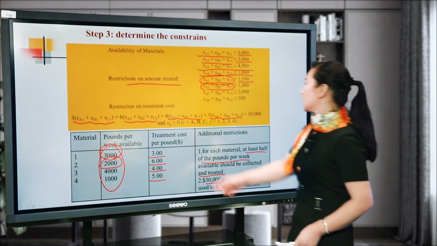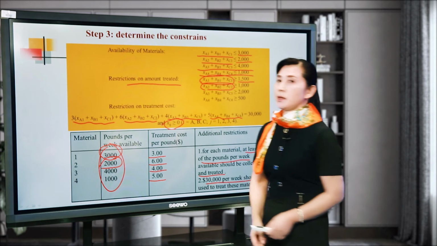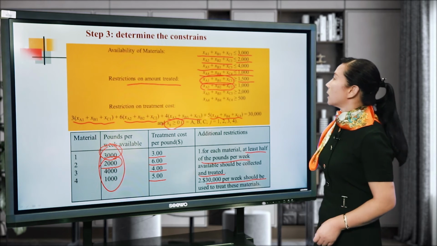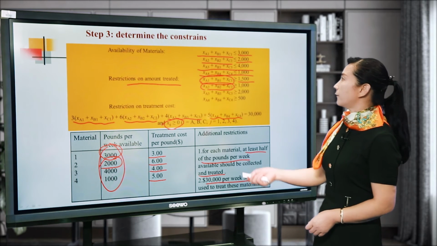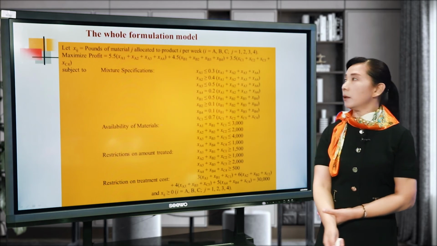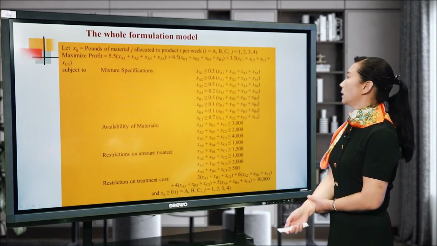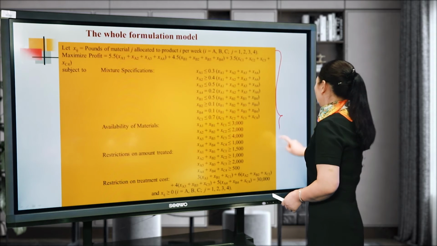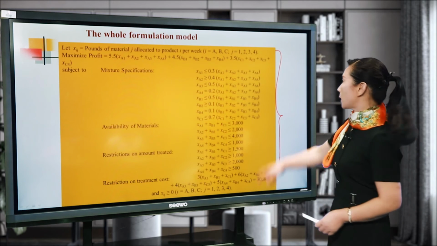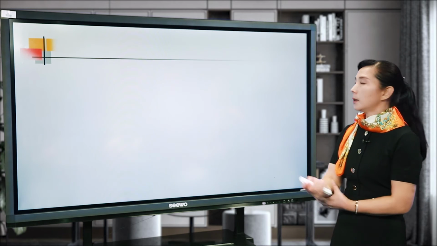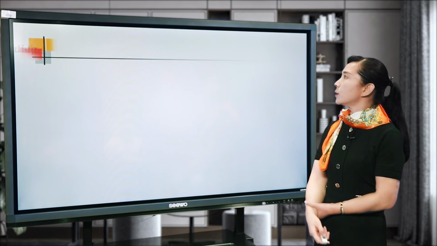And lastly is the non-negative constraint: Xij is greater than or equal to 0. So this is the constraint of these problems. And we summarize the model of this example. This model is very large, and the constraints are many. So this is example 3.